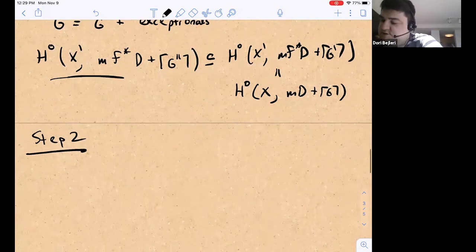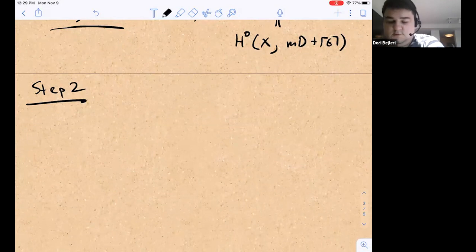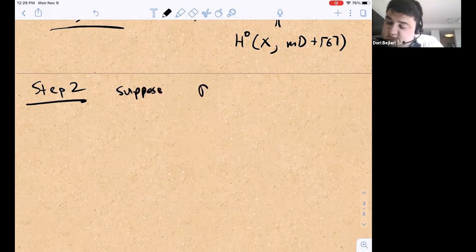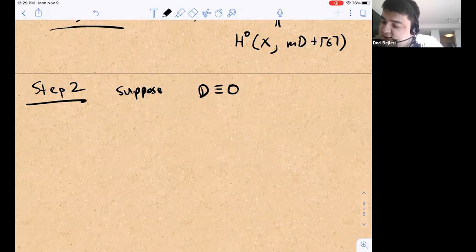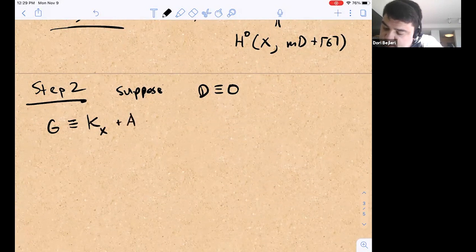Step two is just to throw out a corner case that is not so relevant. So suppose that D is numerically trivial. Then in this case, G is the same as just K_X plus A, where A is ample.